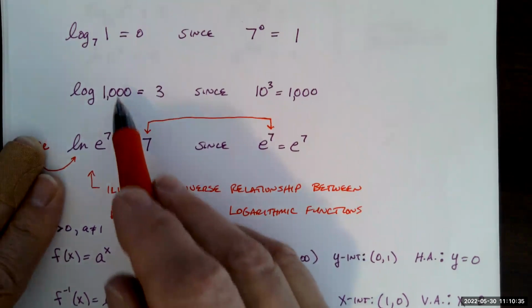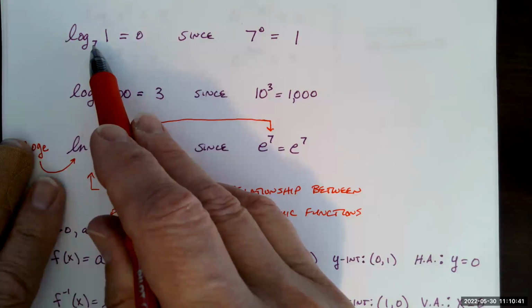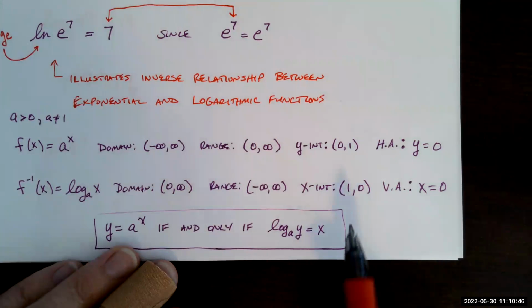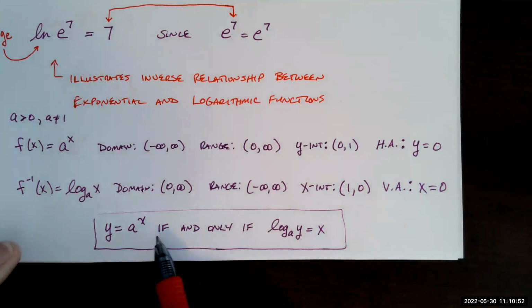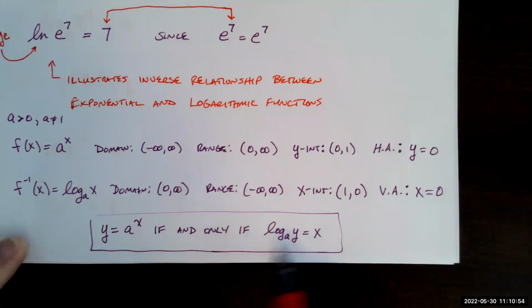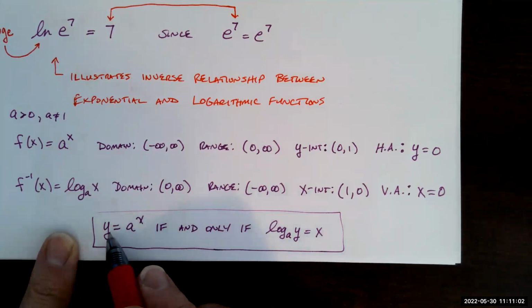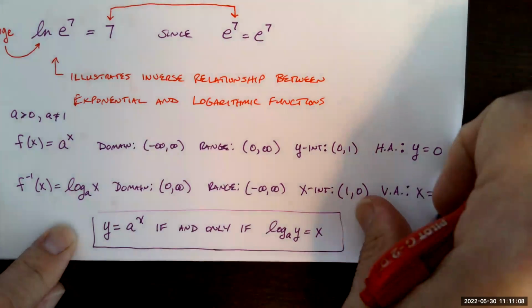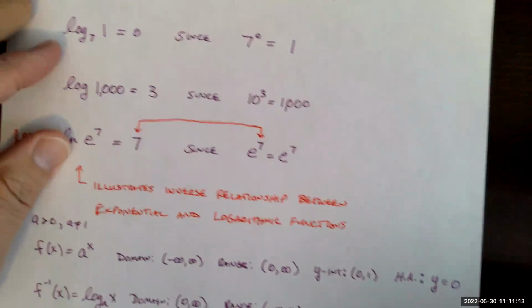Notice it matches the range of its inverse, and the range of the logarithmic function of base a, all real numbers, matches the domain of the exponential function. We have an x-intercept of (1, 0), and that's because log base a of 1 is always 0. We did a specific example here: log base 7 of 1 is 0, but if I picked any other base, I would still get 0 because any base raised to the 0 power is 1. We also have a vertical asymptote of x equals 0. So again, y equals a to the x if and only if log base a of y is x. So they cancel each other out. They're inverse functions. If I take x and plug it into the exponential function and get out y, I can take y and plug it into the logarithmic function of base a and get back to x. They cancel each other out. So we use those relationships, for instance, when we're solving equations.